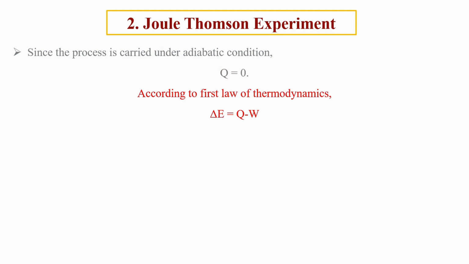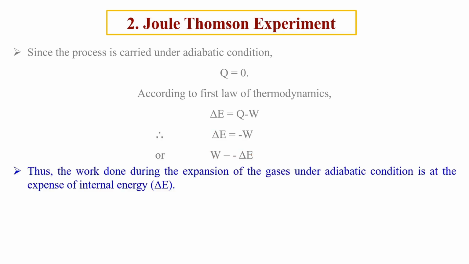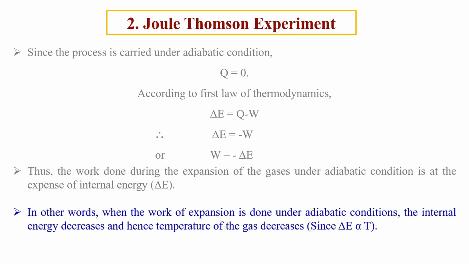According to the first law of thermodynamics, change in internal energy is equal to heat absorbed by the system minus work done by the system. Since the process is carried under adiabatic condition, Q becomes 0, then change in internal energy is equal to negative work, or W is equal to minus delta E. Thus, the work done during the expansion of the gases under adiabatic condition is at the expense of internal energy delta E.